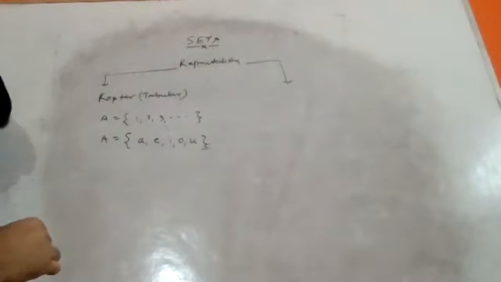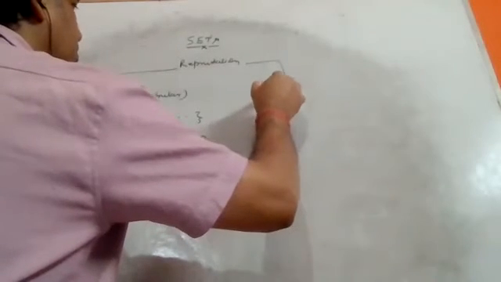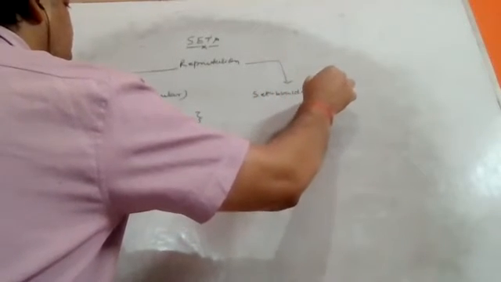Now the second one. First is the roster form and the second one is set builder form.